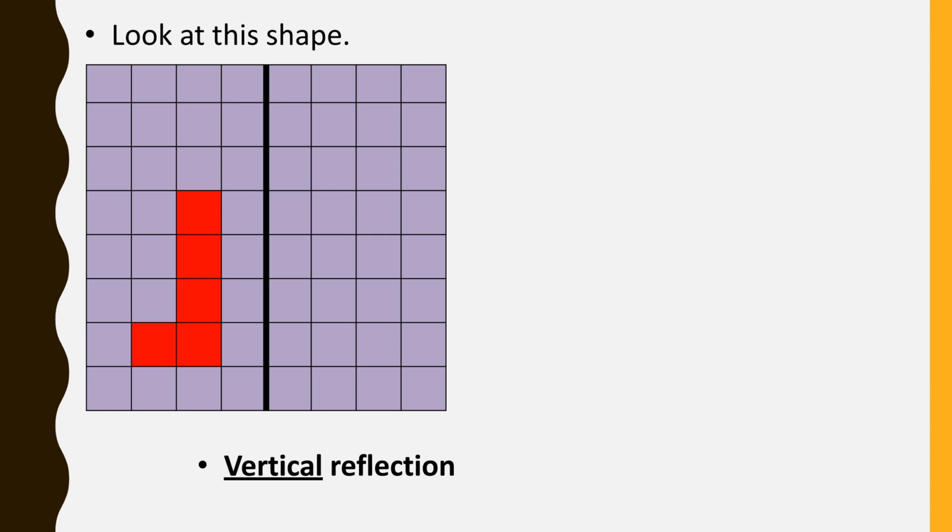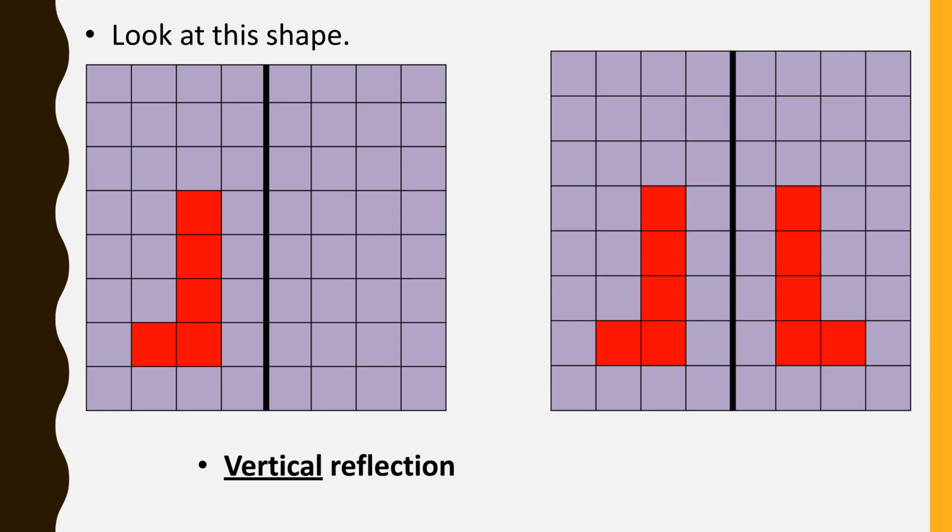But let's take a look at this shape. You want to reflect in a vertical line. That is a vertical reflection. Now, if you look at the shape, you discover that the reflected shape is the same distance from the mirror line as the original shape.